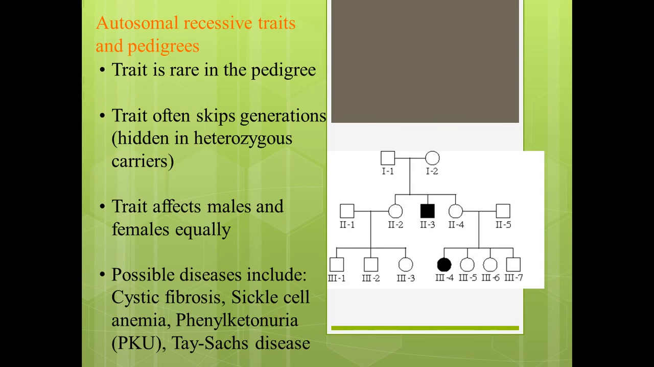And some possible diseases that are autosomal recessive, meaning found somewhere on chromosome 1 through 22 and follow the recessive rules, are cystic fibrosis, sickle cell anemia, phenylketonuria, which is PKU, and Tay-Sachs disease. If you're interested in any of those, feel free to look them up.